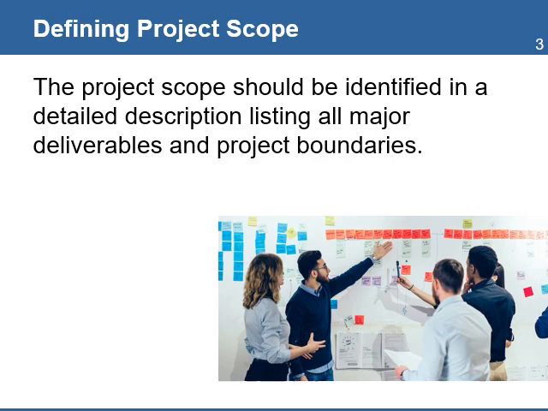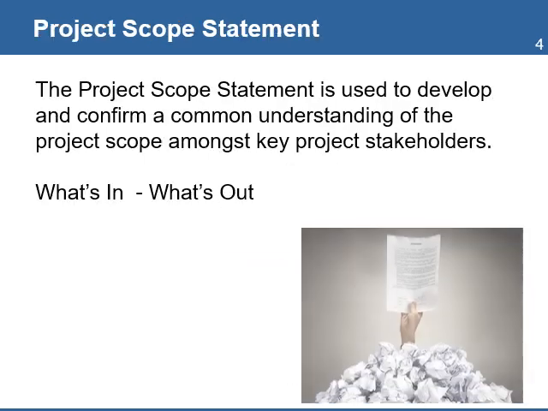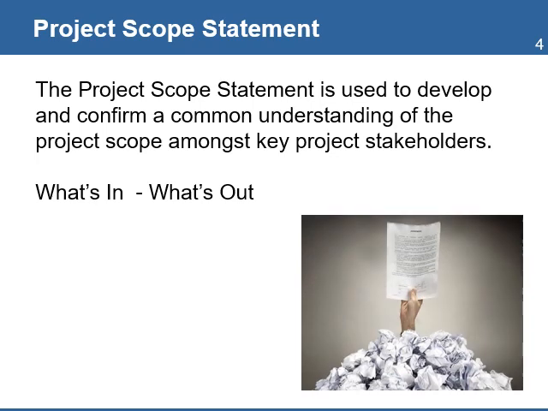It is documented and agreed by all project stakeholders. This information is captured in the project scope statement. This is an important document to avoid project scope creep. The scope statement is the project management document that describes the scope of a project.